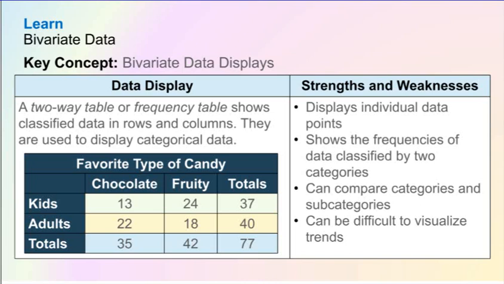One is a two-way table or a frequency table. It shows classified data in rows and columns. They're used to display categorical data. So here we have categories here, and we have categories up here. So we are comparing the type of candy, and then you're also comparing it between kids and adults. Some strengths and weaknesses. The strength would be it displays individual data points. It shows frequencies of data classified by two categories. You can compare the categories and subcategories. By the way, these would be the subcategories right here. But it can be difficult to visualize any trends.